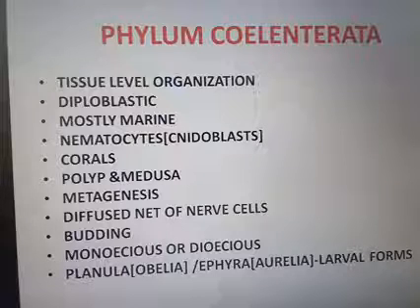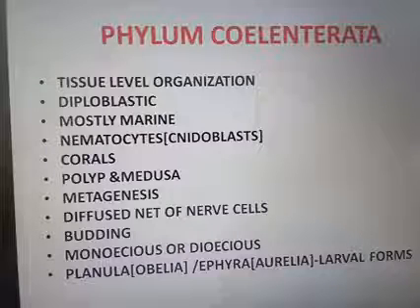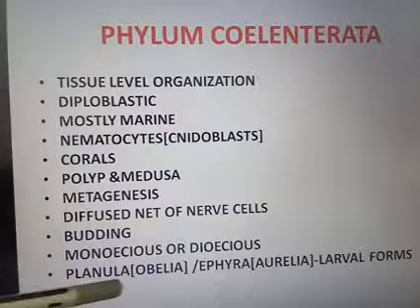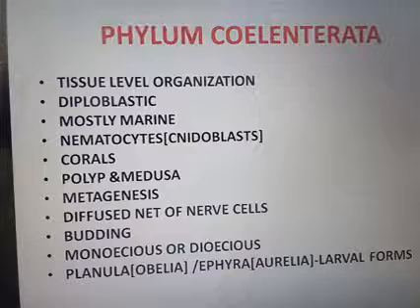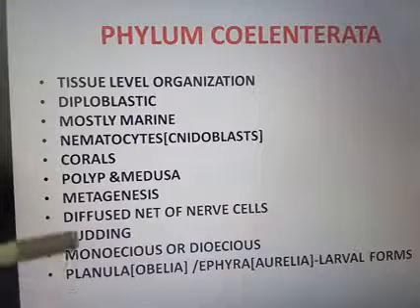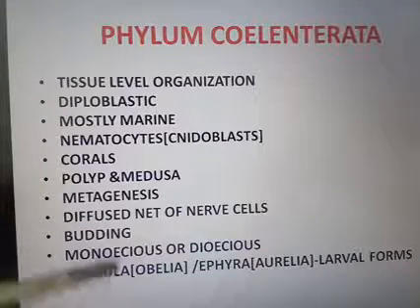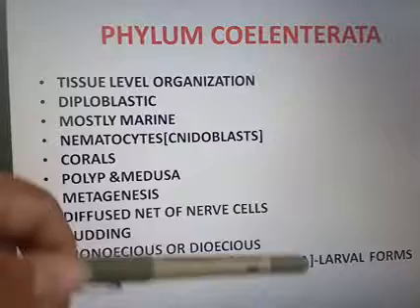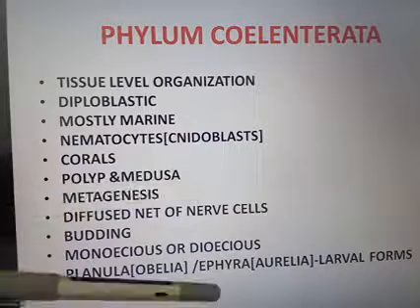And the two larval forms seen in this group: one is planula. In case of the organism Obelia, Obelia is an example for the phylum Coelenterata. In case of Obelia, the larval form is known as planula. And in case of Aurelia, the larval form is known as Ephyra.